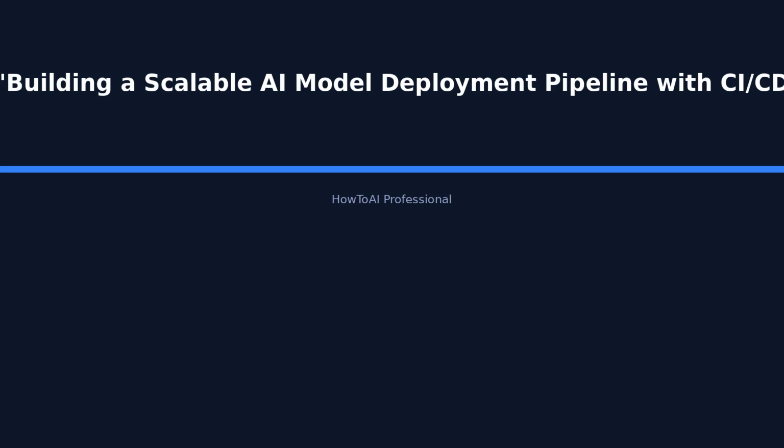Step 7. Execute Continuous Deployment, CD. Once you have CI in place, you can move on to continuous deployment. CD is an extension of CI that automates the release of your application to production. With CD, you can ensure that your AI model is always up to date with the latest changes.